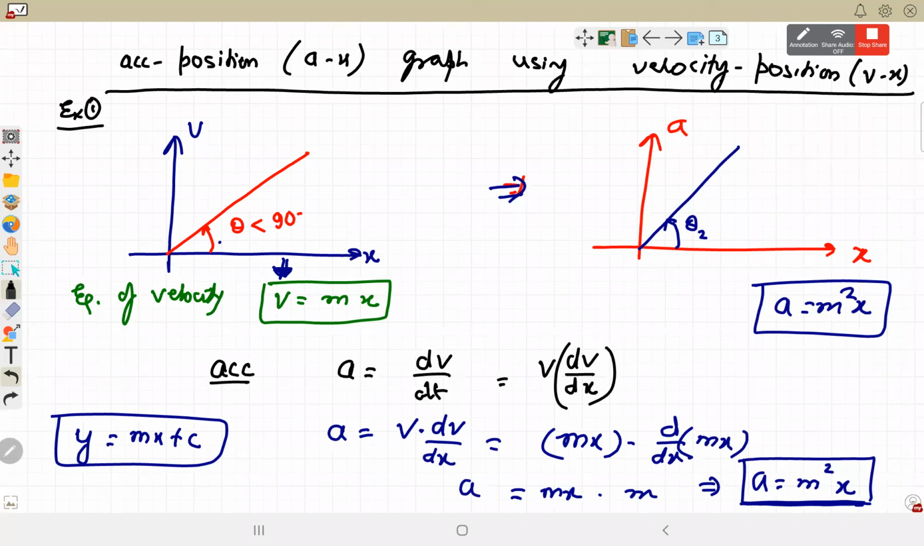ऑन दिस. Vx to Ax ग्राफ में हमें केवल एंगल नहीं देखना है. Vx to Ax ग्राफ में we have to first find the Ax relation, A versus X relation. We have to find using the. Yes boss, बोलो. सर v इज इक्वल टू mx में m एक कांस्टेंट है. तो ये स्लोप है.